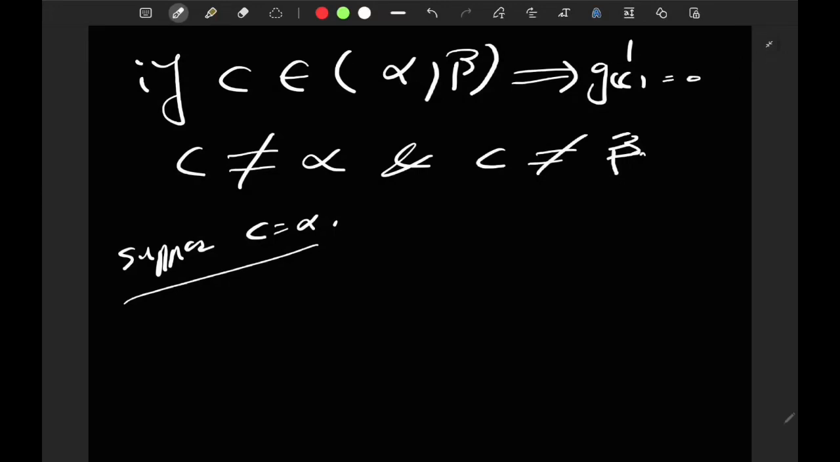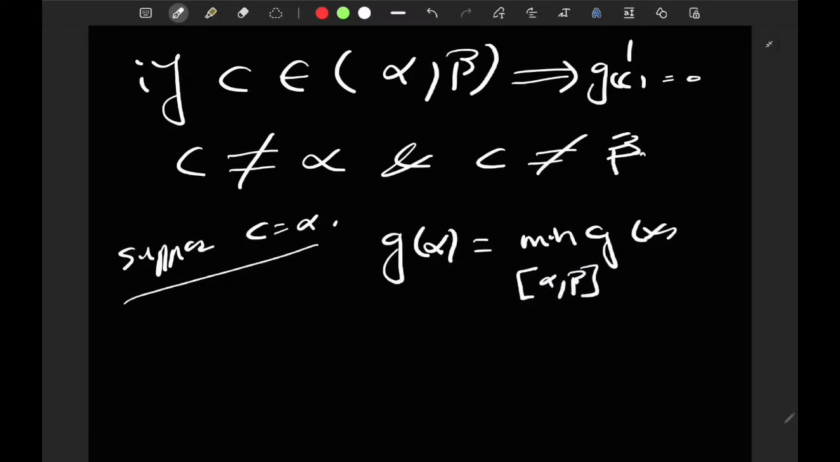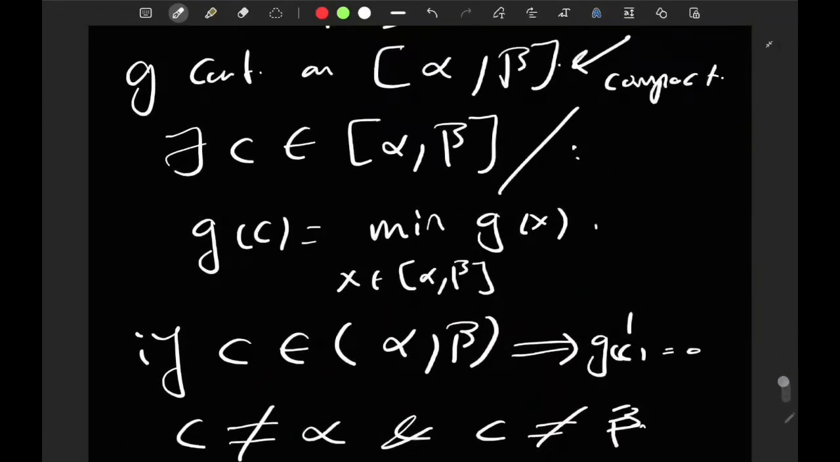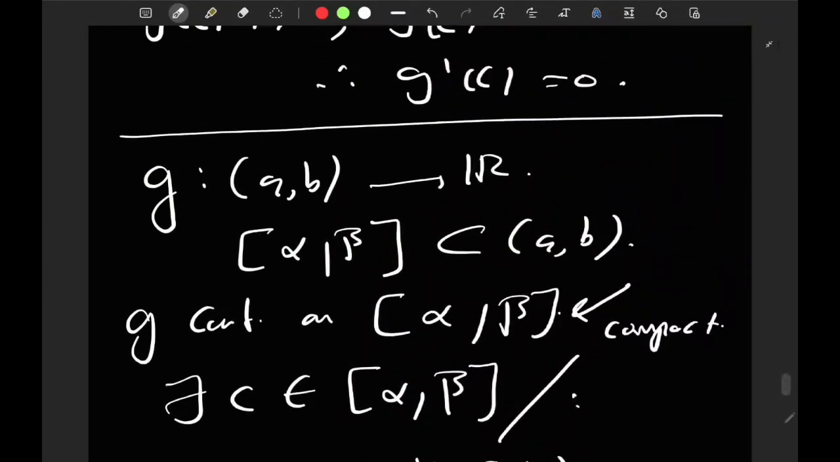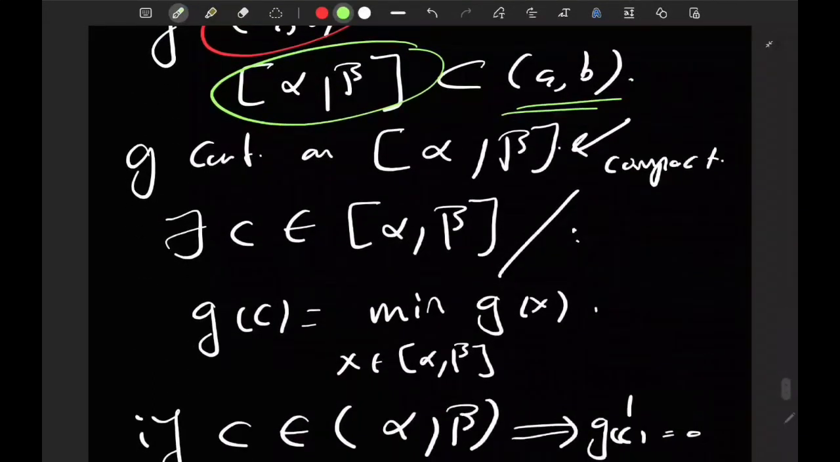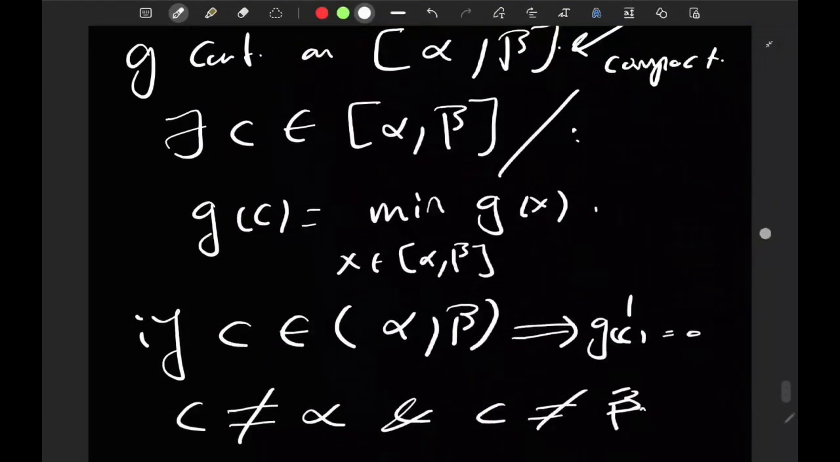Okay, so this means that alpha is a minimum of g, so g of alpha equals the minimum of g of x over the entire closed interval alpha beta. Of course g is differentiable at alpha, and remember that we are born inside the interval alpha beta, which is inside the open interval AB. So actually the function g is differentiable at alpha, not just to the right. Just differentiable at alpha.